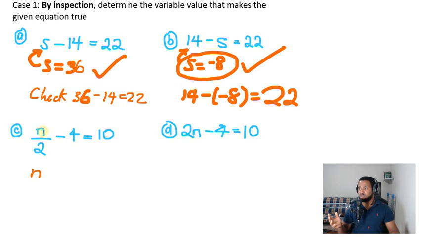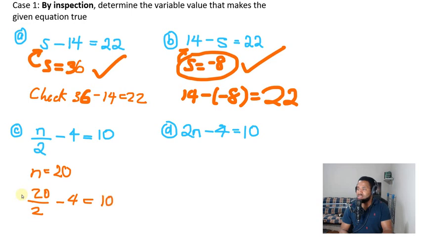If n is equal to 20, let's check whether that is right. So 20 over 2 minus 4: 20 divided by 2 gives you 10, and then 10 minus 4 gives you 6. So 20 won't work here. Let's try a bigger number. We'll go up because we're getting close to 10.